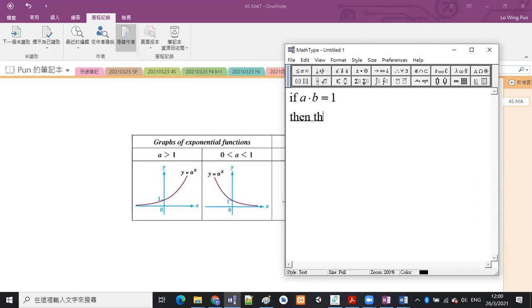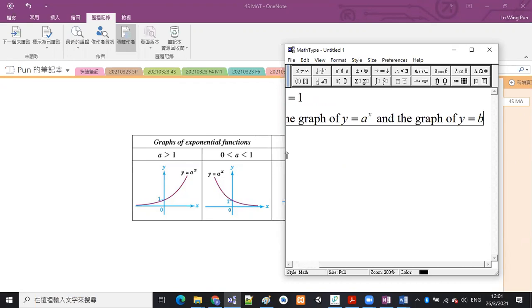If a times b is equal to 1, then the graph of y equals a to the power x and the graph of y equals b to the power x are symmetric about the y-axis.